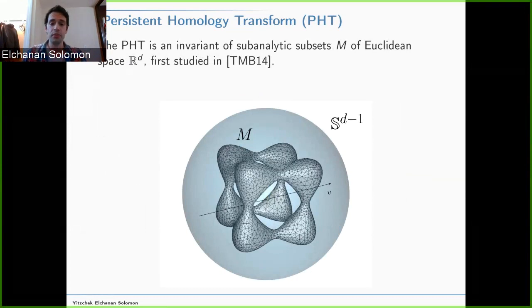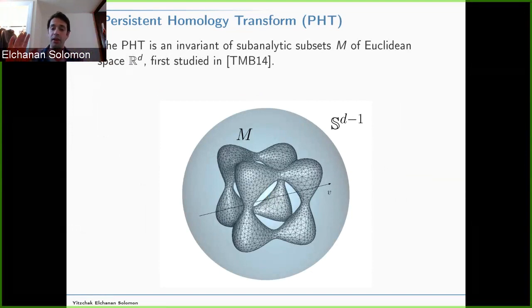So one recently studied and very interesting invariant in TDA about which inverse results are known is the persistent homology transform, which was defined by Turner et al. first in 2014. And so here's a picture. I'll explain what the picture is showing us. We have some simplicial complex. It could be more general, but in this setting, let's say we have some simplicial complex M, which is embedded in Rn.